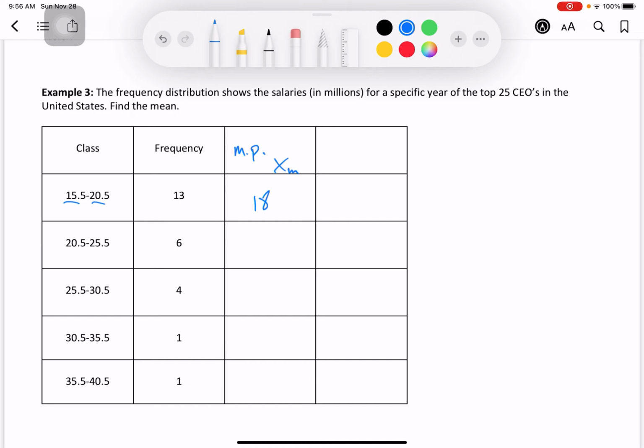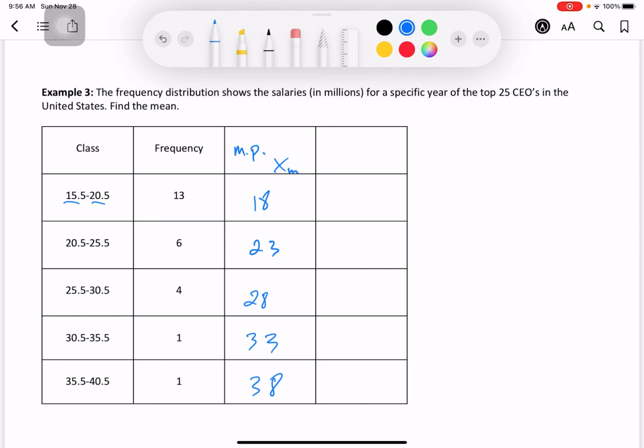Likewise, 25.5 plus 45.5, that'd be what? 46. 46 divided by 2 is 23. Okay? Do the same thing for the next one here. 25.5 plus 3.5, that's what? 56. 56 divided by 2 is 28, and so on and so forth.